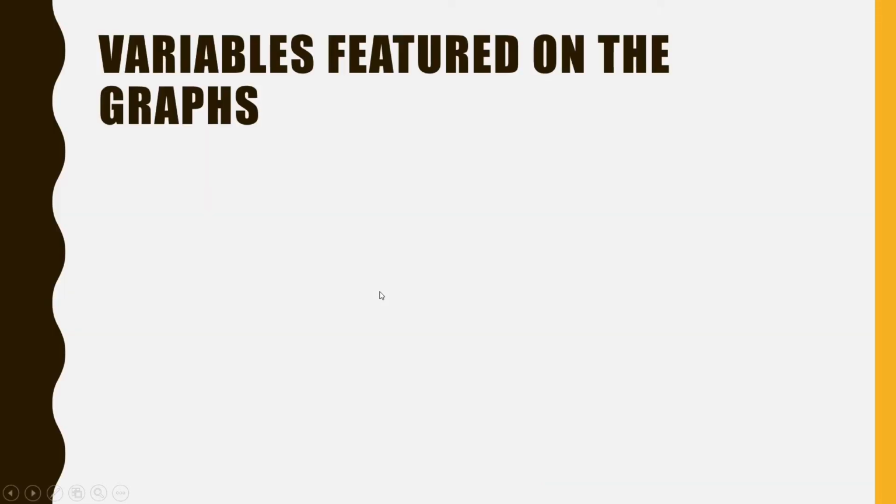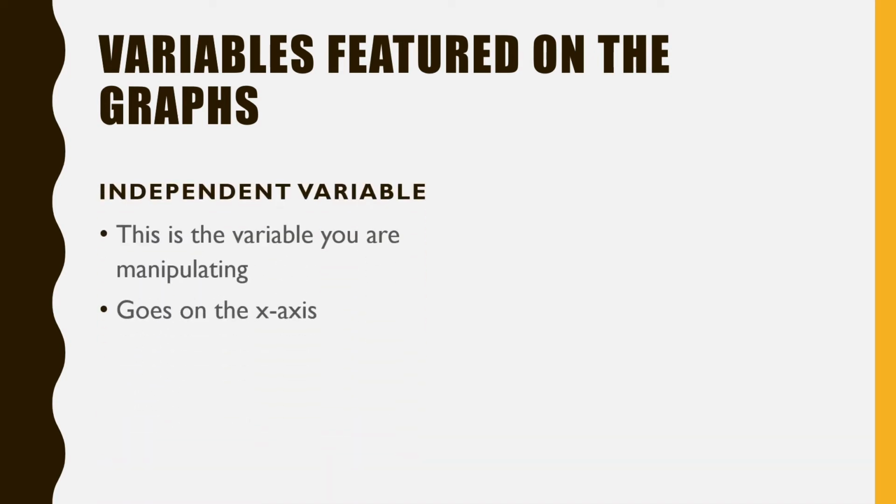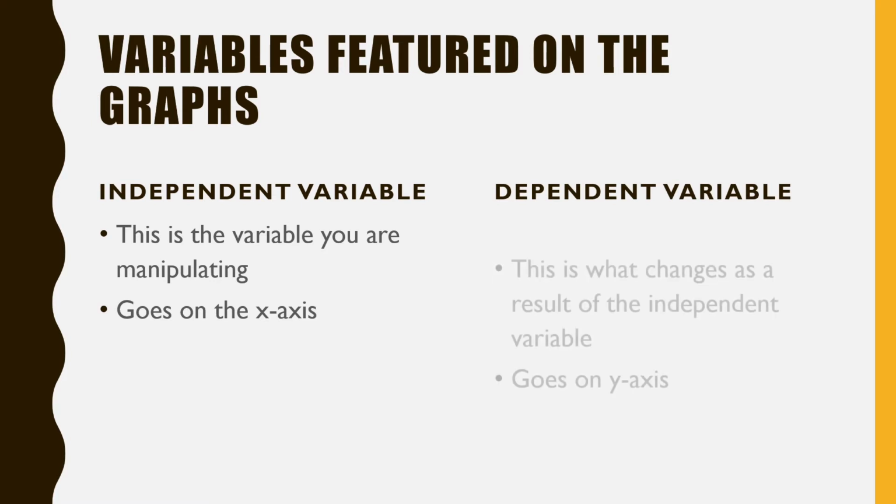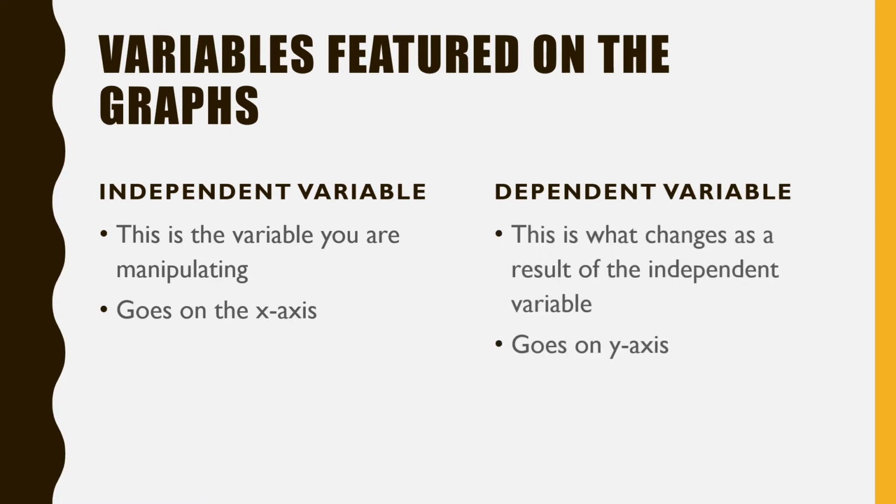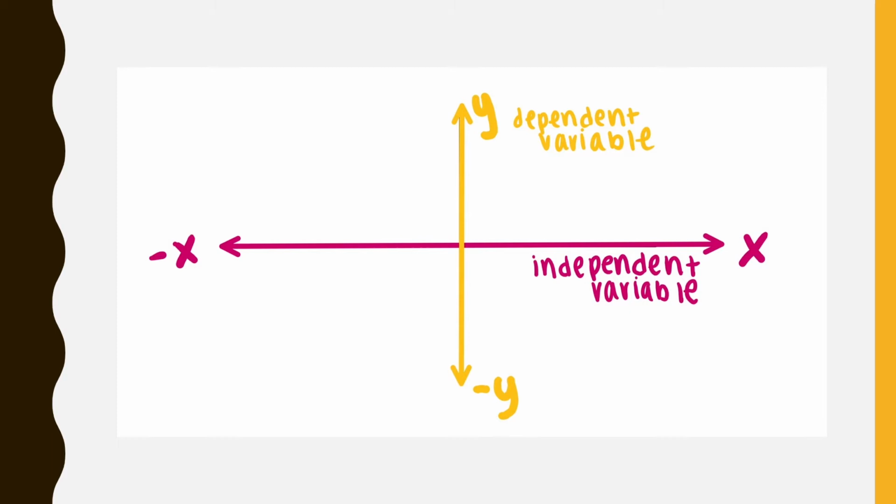Okay, so now we're going to talk about variables featured on the graphs. The independent variable is the variable that you manipulate in an experiment, and that goes on the x-axis. And the dependent variable changes because of the manipulation that you made with the independent variable, and therefore it goes on the y-axis. So here you can see another visual of where you would put those.